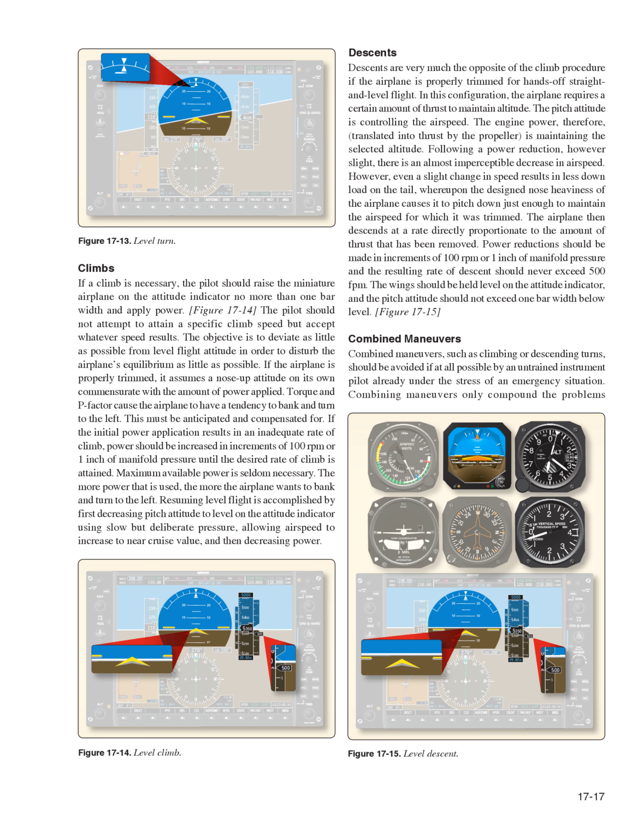Following a power reduction, however slight, there is an almost imperceptible decrease in airspeed. However, even a slight change in speed results in less download on the tail, whereupon the design nose heaviness of the airplane causes it to pitch down just enough to maintain the airspeed for which it was trimmed. The airplane then descends at a rate directly proportionate to the amount of thrust that has been removed.